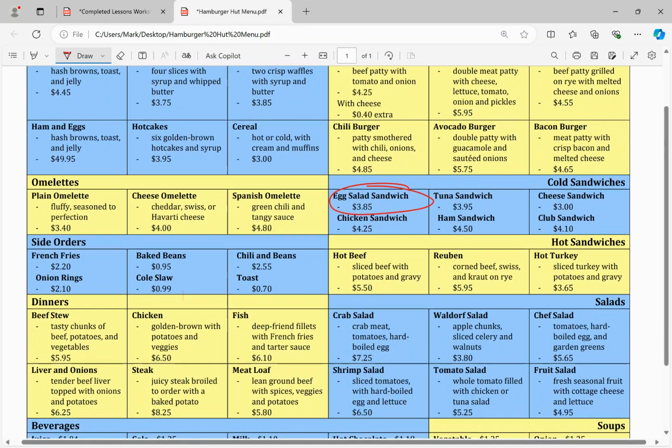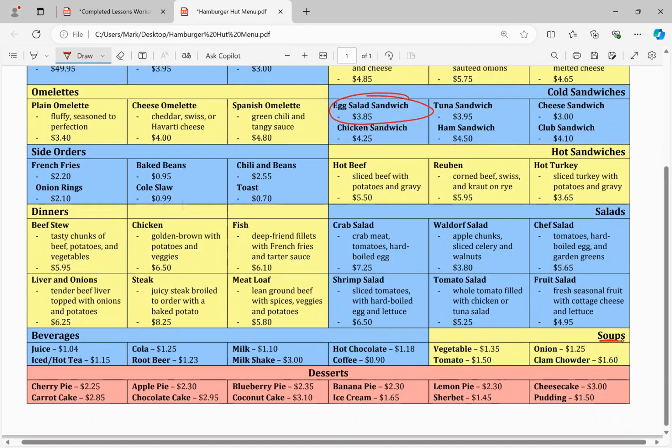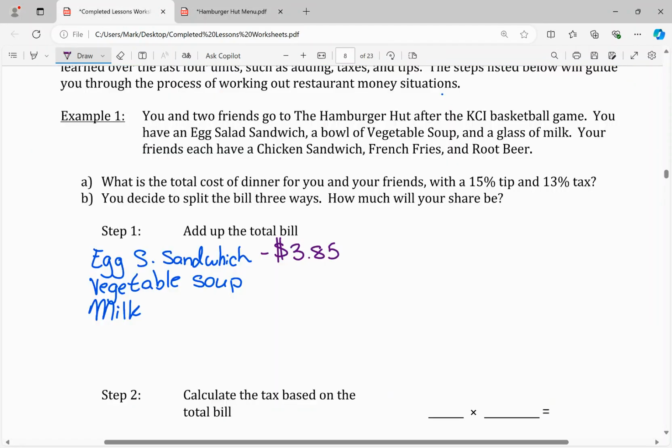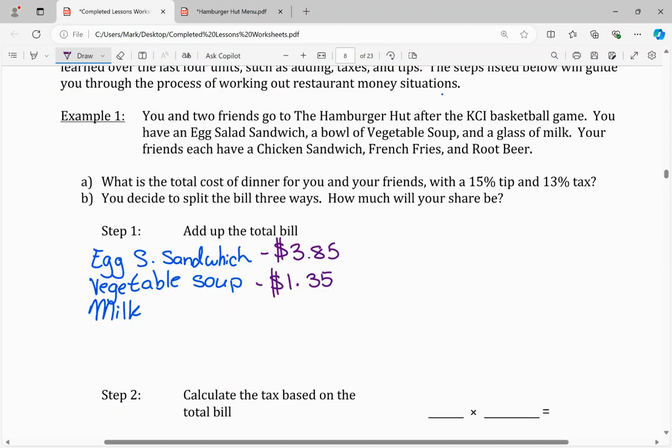Vegetable soup. Let's see if we can find our soups. Yep, soups are right over here in the bottom right, and vegetable soup is $1.35. And finally, milk to drink. That is right over here. That is $1.10.